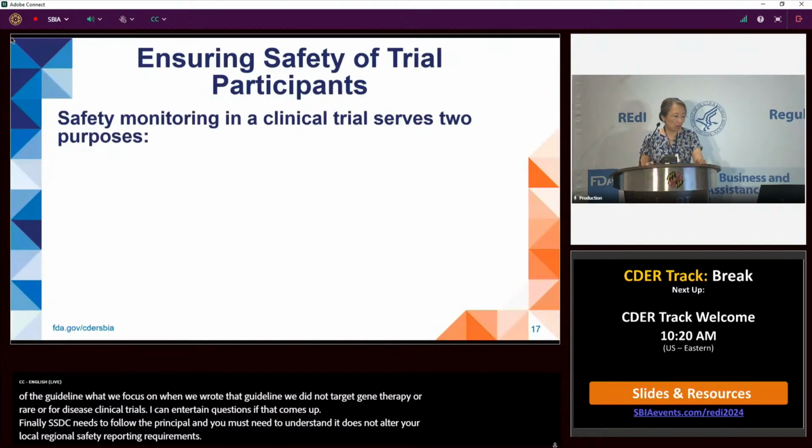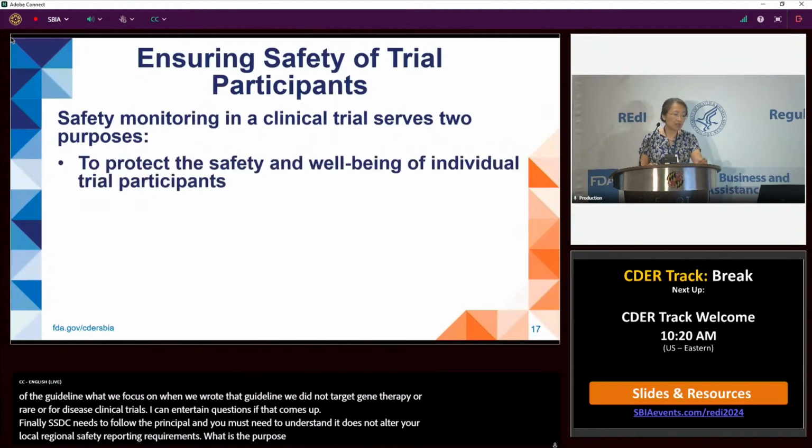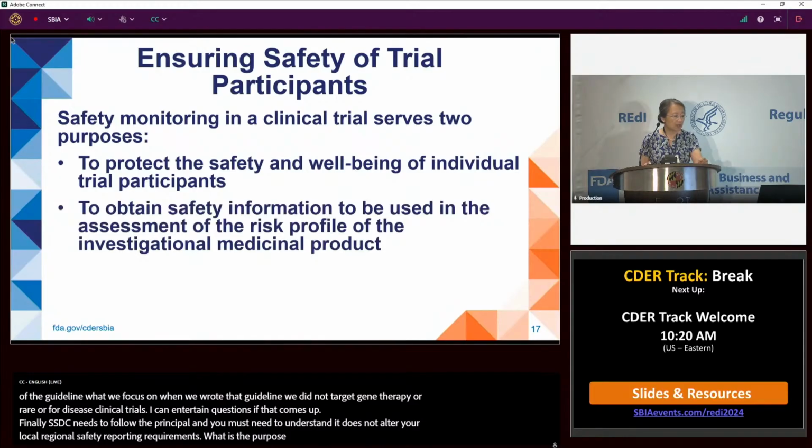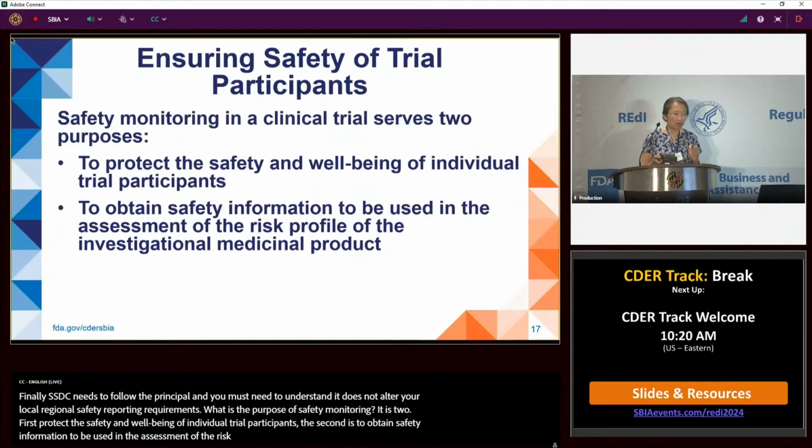So what is the purpose of safety monitoring? It has 2 purposes. First is to protect the safety and well-being of individual trial participants. And the second is to obtain safety information to be used in the assessment of the risk profile of the investigational medicinal product. Now, at this point, you may ask, well, there seems to be a conflict when you define SSDC, and now you're saying that the whole purpose of monitoring safety in a clinical trial is to protect the safety of the patients and obtain safety information.